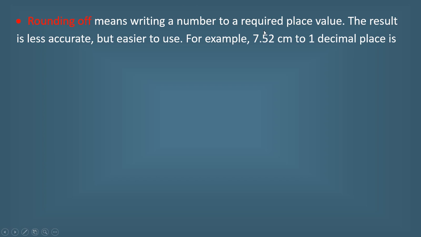For example, 7.52 centimeters to 1 decimal place is 7.5 centimeters. The 2 may seem not to have a significant value, but it tells you that actually this was a millimeter value, or a smaller value, which has been eliminated, making 7.5 less accurate.